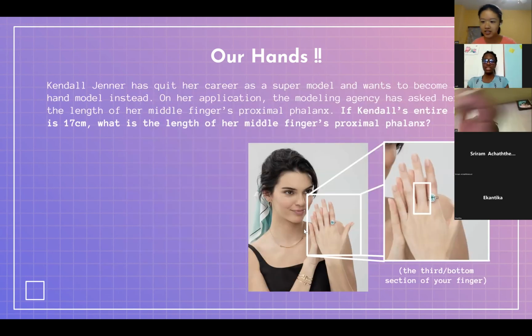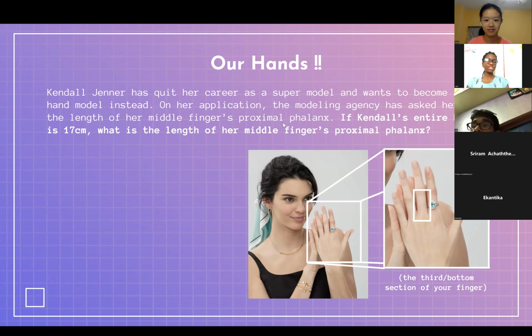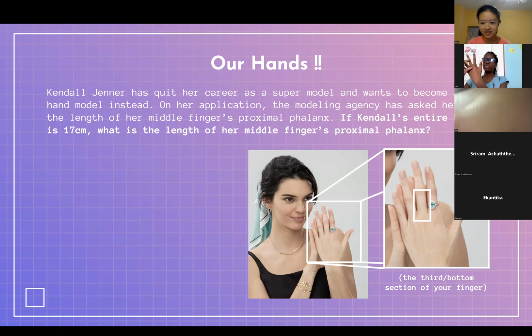It's very close. So our math problem: Kendall Jenner has quit her job as a supermodel and wants to become a hand model instead. On her application, the modeling agency asked her for the length of her middle finger's proximal phalanx. If Kendall's entire hand is 17 centimeters, what is the length of her middle finger's proximal phalanx? If you don't know what that is, it's right here, the third section going down on your middle finger.